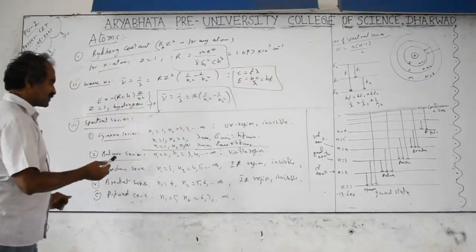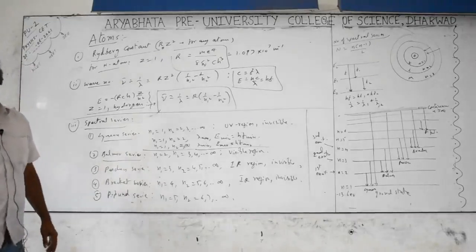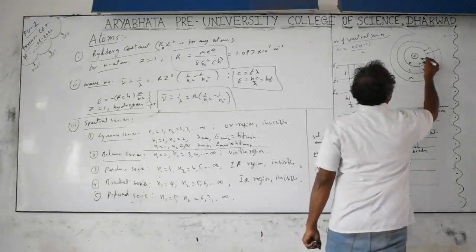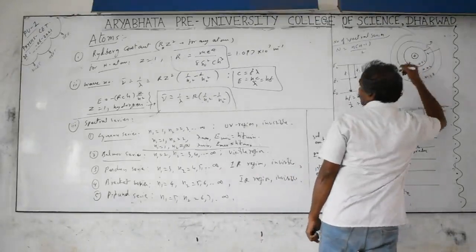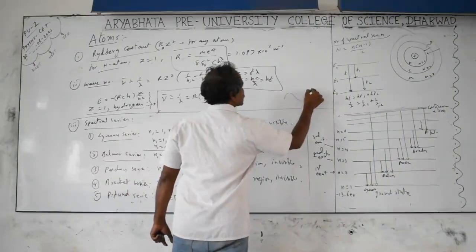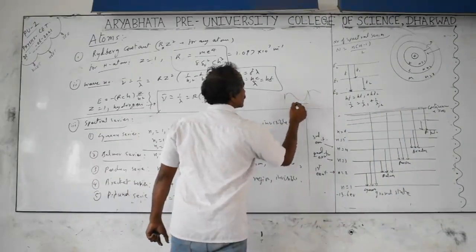Next is wave number. What is wave number? The number of waves in 1 meter length is called wave number. When an electron is jumping from a higher energy level to a lower energy level in the orbit, it emits radiations. The radiations are nothing but electromagnetic waves. These electromagnetic waves are produced like this. This is one wave.